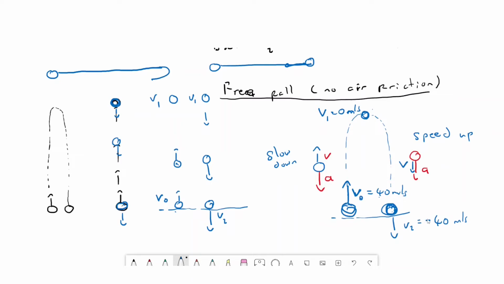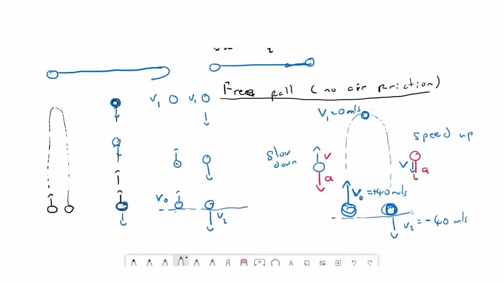So this minus 40, the minus is just telling you the direction. For instance, this plus here is going up, this minus is going down. That's all it's saying. But the magnitude, how fast is it going? It is going at 40. Here it comes back and hits the ground at 40. That's the magnitude of the speed, the size of the speed. All right. So that is very important.